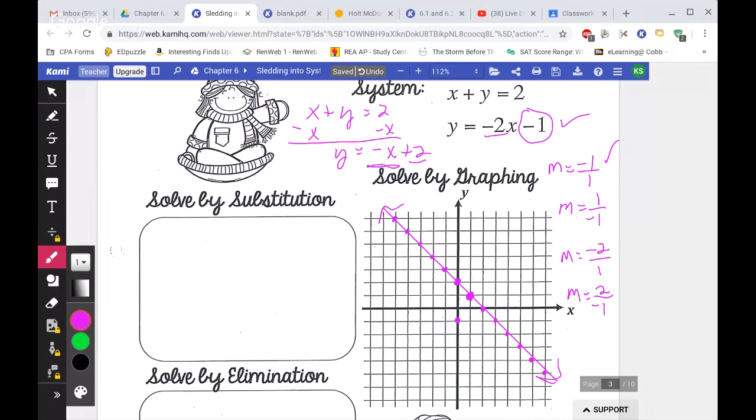Bingo, I've already hit my spot. I've already connected with this same spot twice. So that's going to be where these two lines intersect. And that's what we're looking for. So you really want to graph these lines to the point that you're actually hitting the same spot twice, because obviously if you're hitting the same spot twice, the lines are intersecting. So now let's take a look and see where it intersects. What are the coordinates?